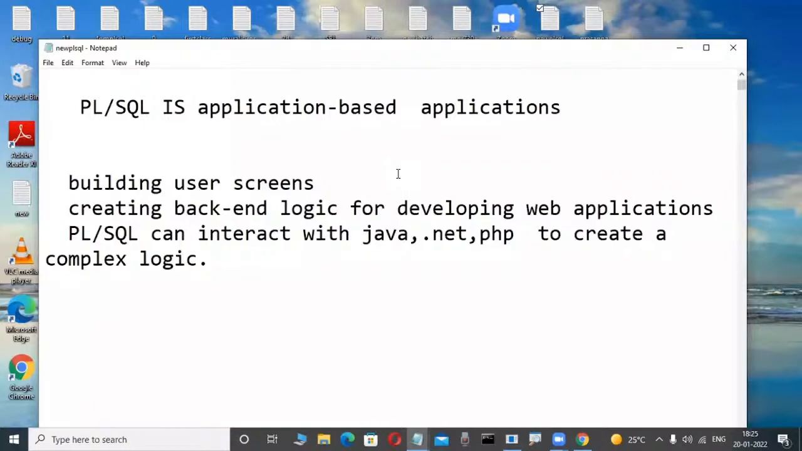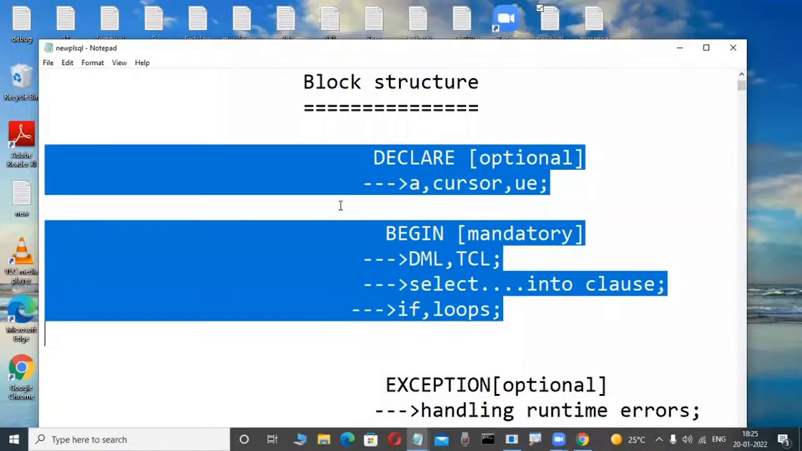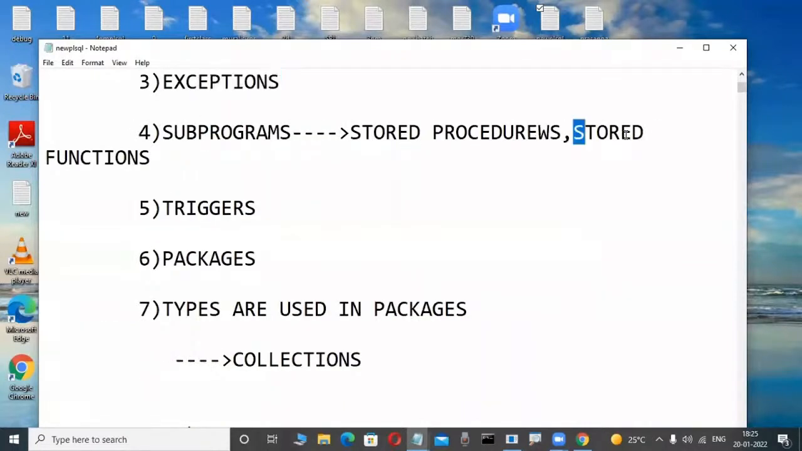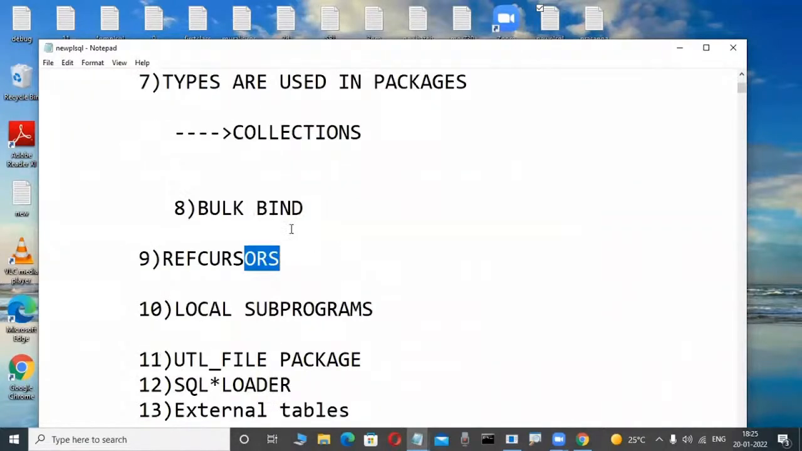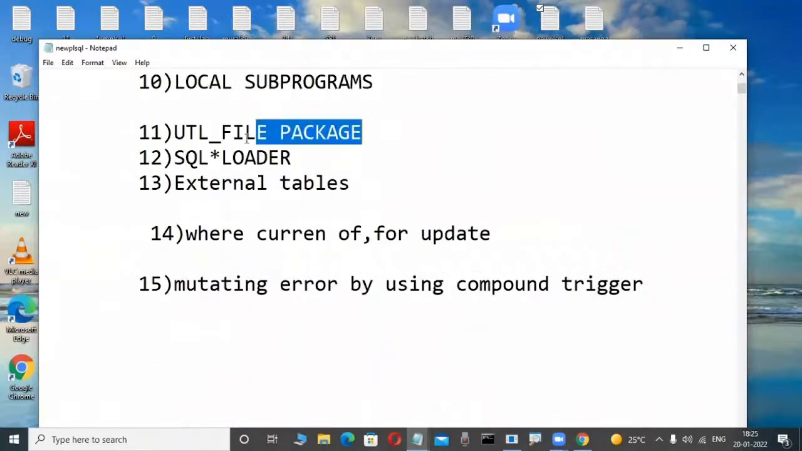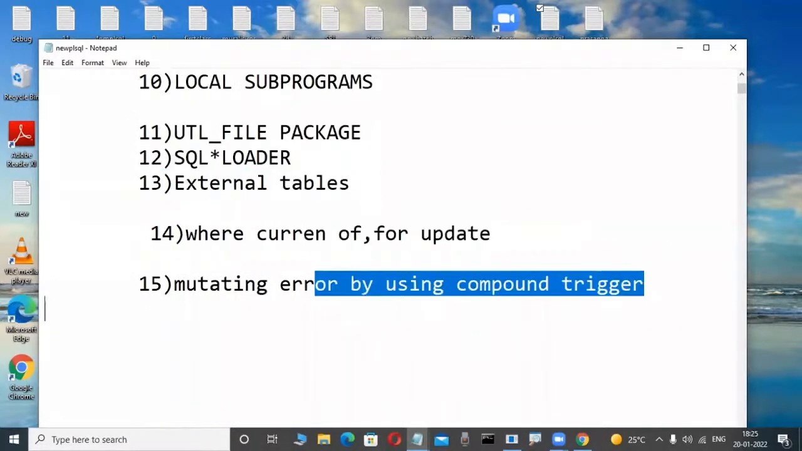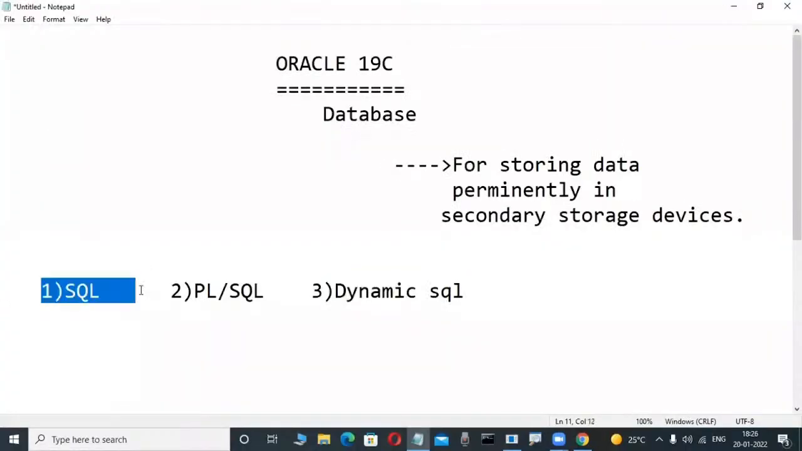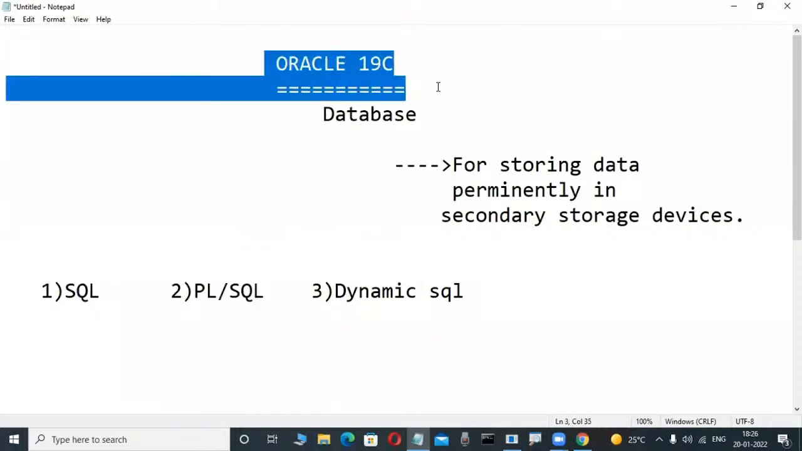In PLSQL you write this type of little bit of coding. In it there are cursors, exceptions, stored procedures, stored functions, triggers, packages, types, collections, bulk bind, ref cursors, local subprograms, UTL file packages, SQL loader, external tables, so many things like this. So much syllabus is there. Don't worry. That's why we learn the SQL language first. After that you get some knowledge, and then you learn PLSQL. Through these two languages we operate this Oracle software.